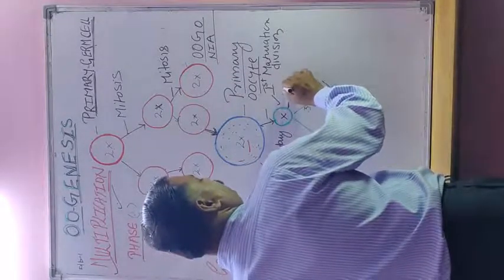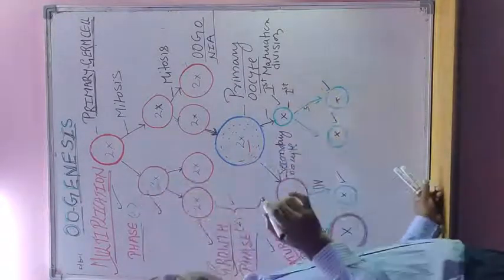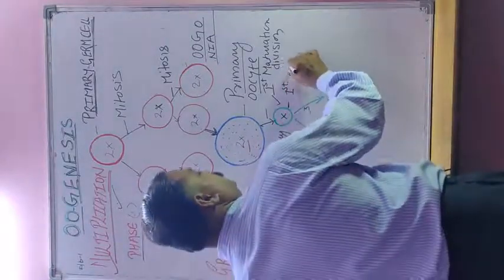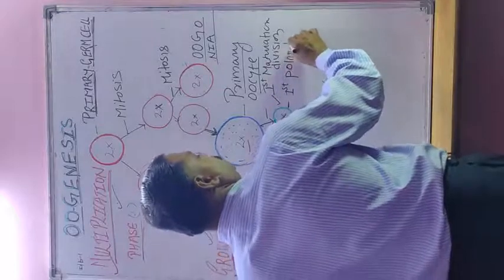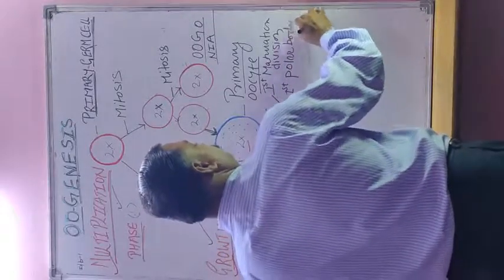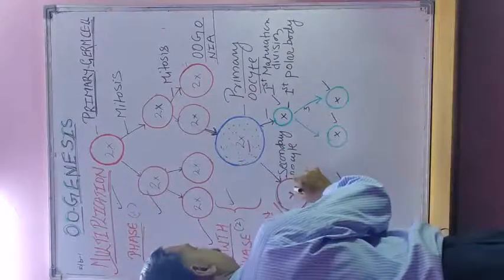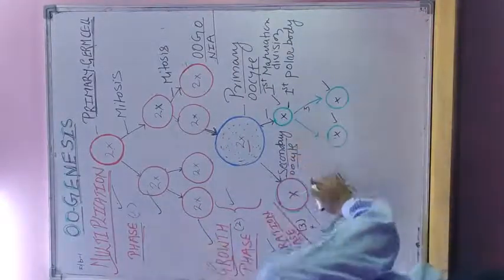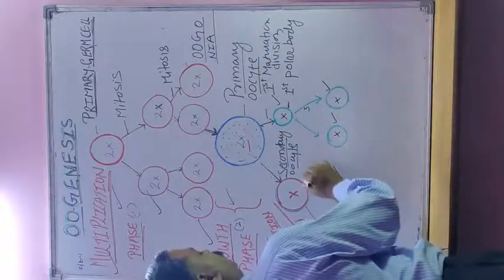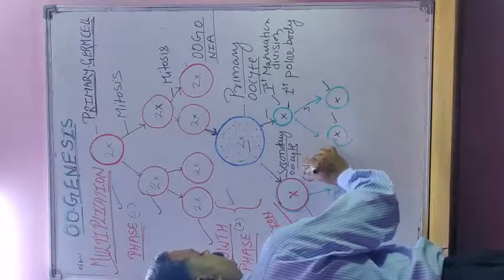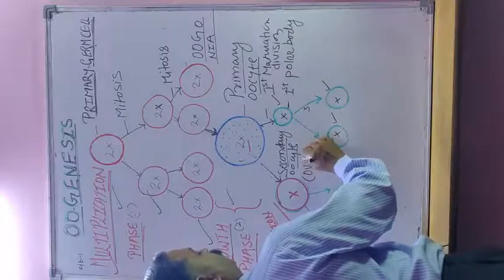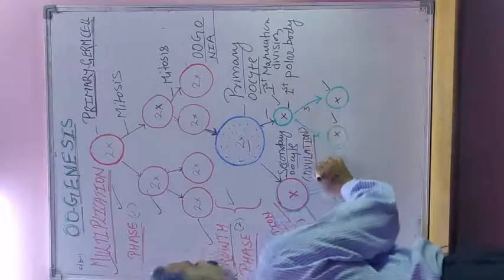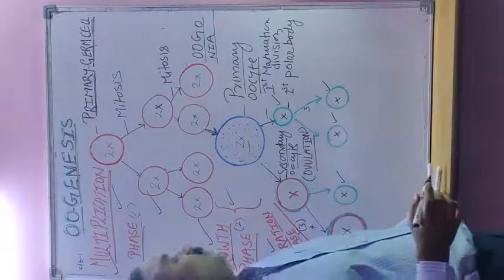Remember, student, when I drew the diagram of the ovum, I told you about the first polar body. This is the first polar body, isn't it? And this part is called the secondary oocyte, and this is observed during ovulation. You know what ovulation is, student? Ovulation is the release of the ovum after rupturing of the Graafian follicle.